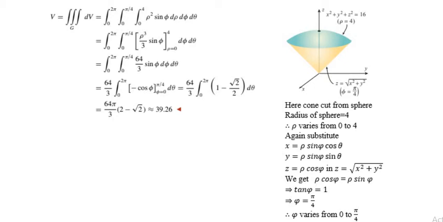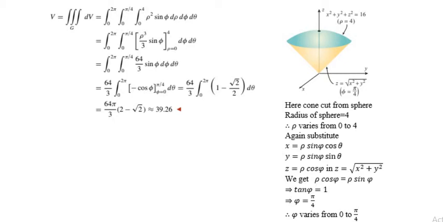So rho varies from 0 to 4, phi varies from 0 to pi by 4. Now what remains? We have to look at how theta is varying. Theta, as usual, will be varying from 0 to 2 pi. So how will we write the integration? The volume is equal to the integral from 0 to 2 pi, integral from 0 to pi by 4, integral from 0 to 4 of rho squared sin phi d rho d phi d theta.